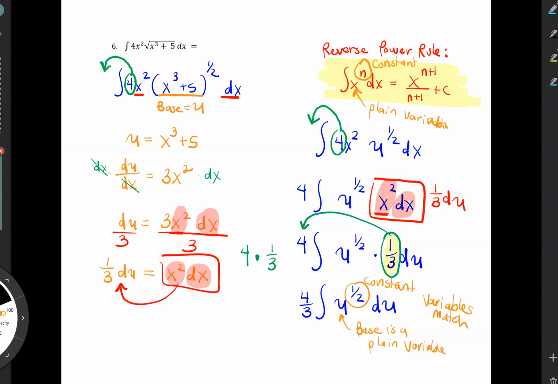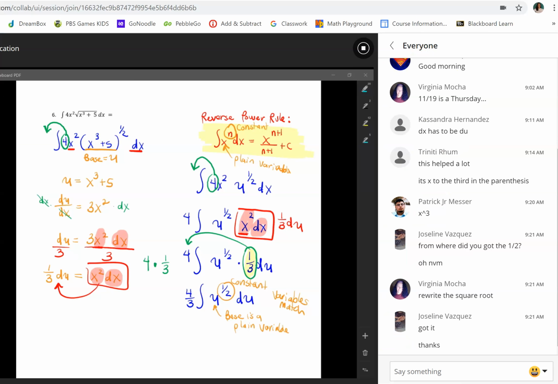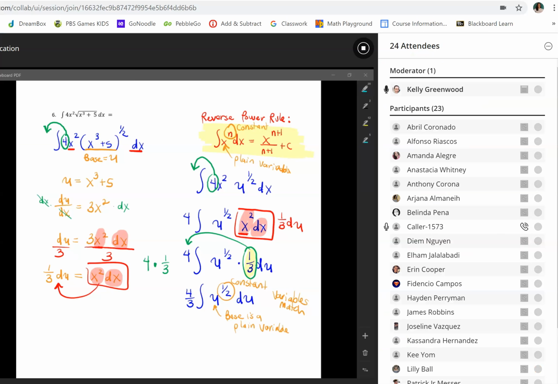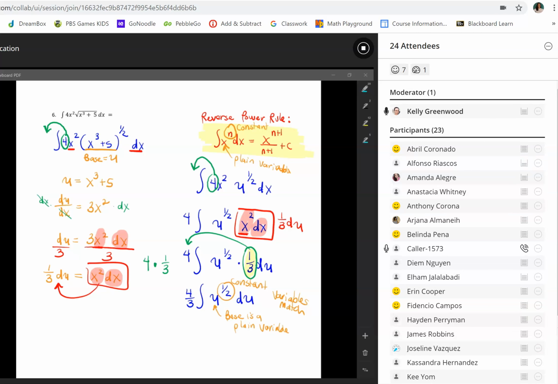But before I do that, let me pause since I'm not able to see your faces. Show me a status. How are you feeling on this idea right now? This idea of this u substitution and pulling out constants, using what you have to do a swap. Okay, I'll go ahead and pause for a minute. I know I was going kind of fast there. Give you a chance to catch up.